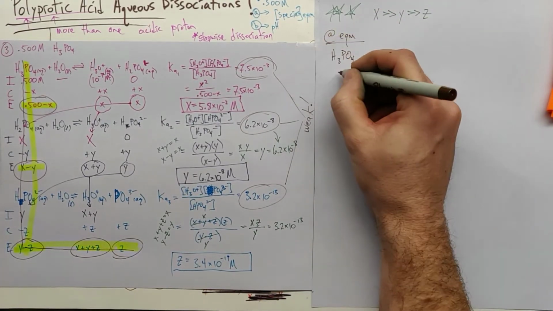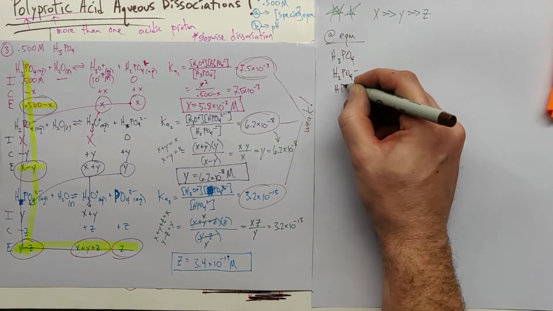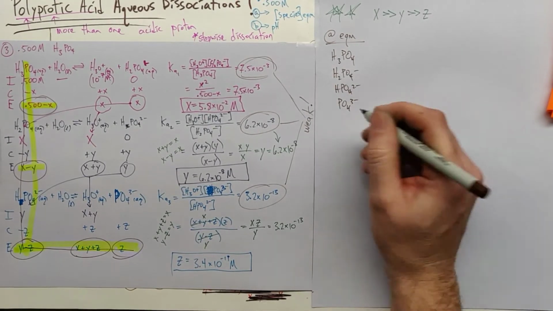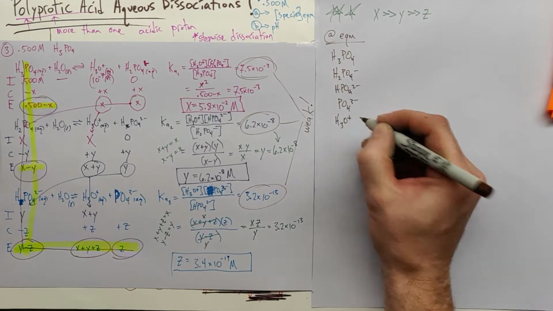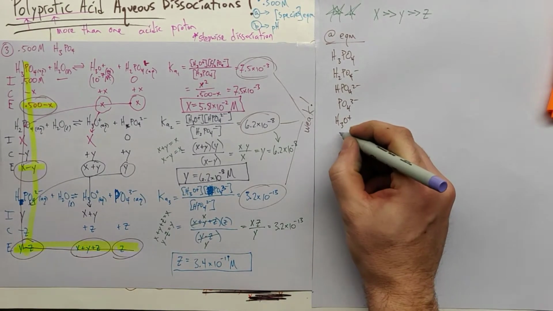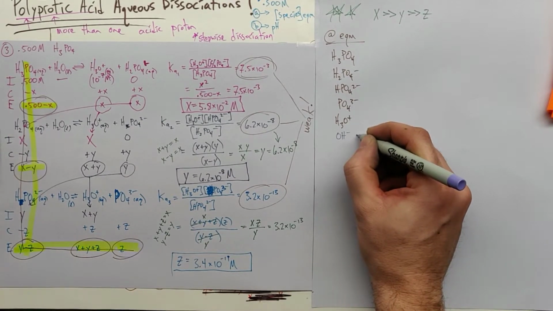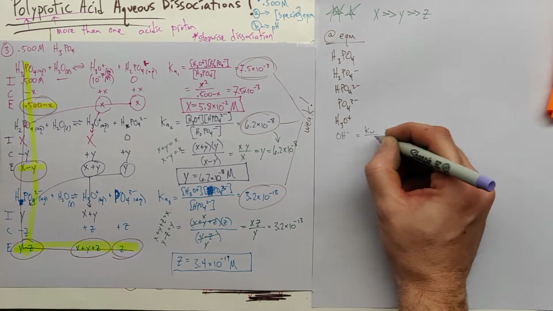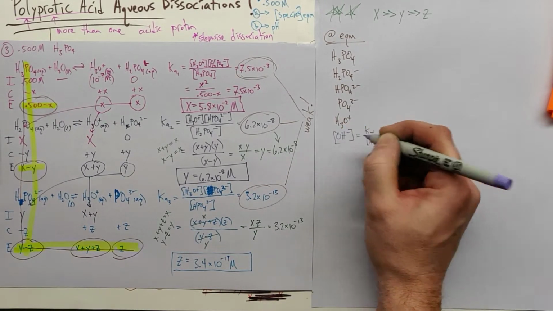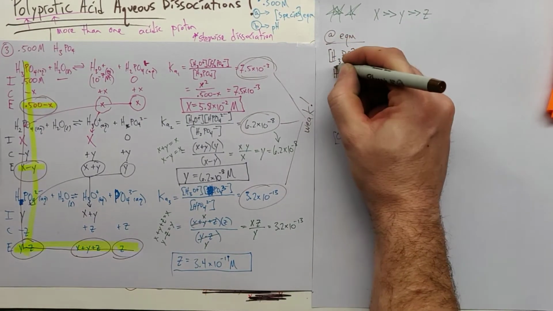H3PO4, and I'm just going to keep chopping off H's. H2PO4 minus, HPO4 2 minus, PO4 3 minus, H3O plus, and whenever you have H3O plus, you also have to have OH minus. You can't have one without the other. That is what our KW expression says. And we'll get that as KW over the concentration of H3O plus. All right? I did brackets since we're looking for concentrations.